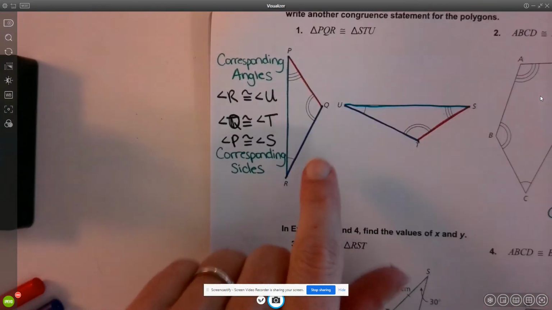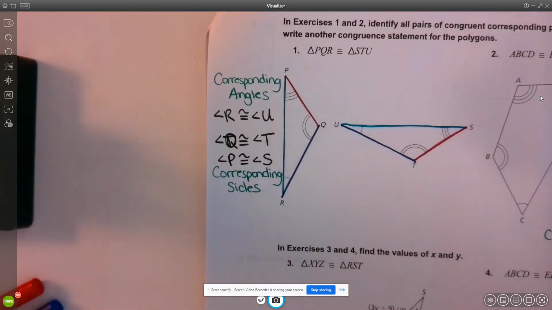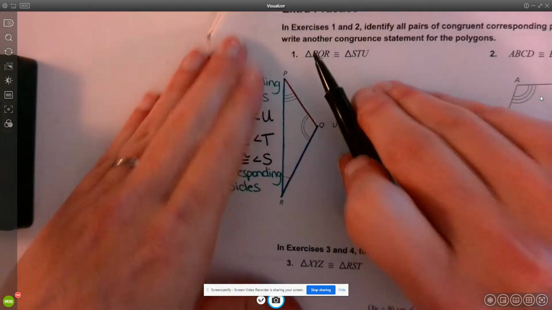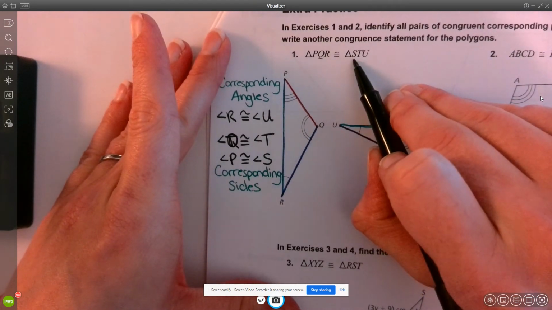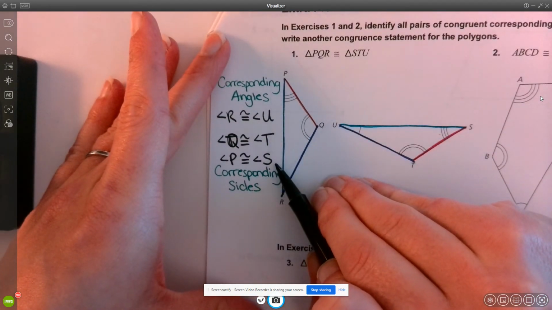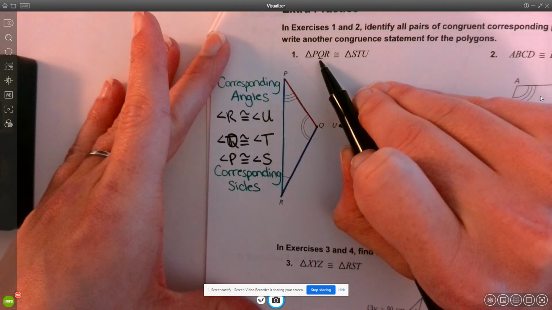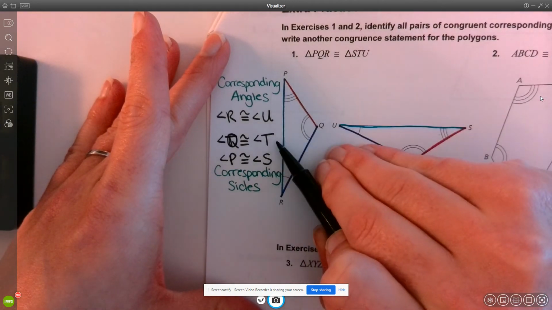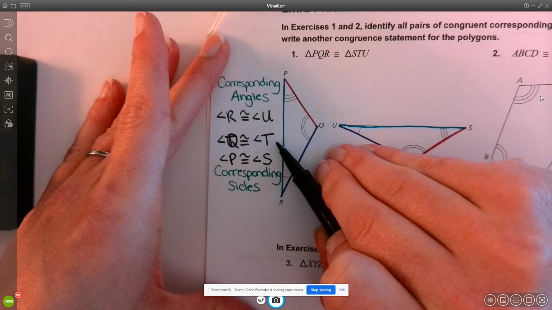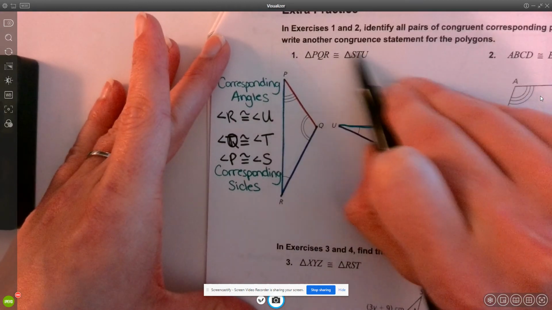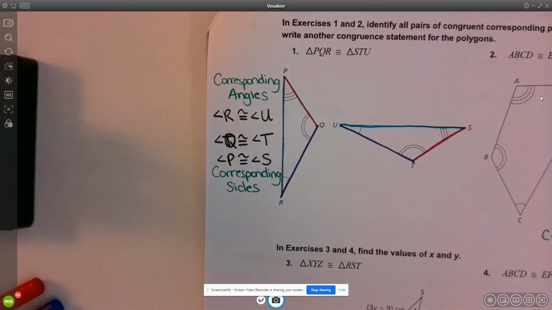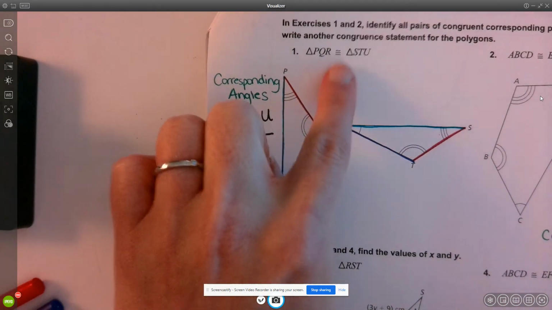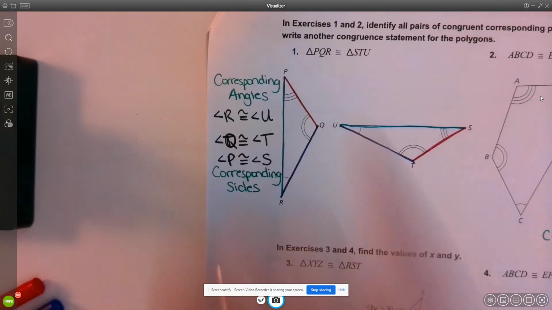If they didn't have the arcs in the picture, you could still tell which angles were congruent by looking at the order of the letters. P came first, S came first. Those are the two angles that are congruent. Q came next, T came next. That was the other pair of congruent angles. And then finally, R and U came last. Those were congruent angles. So you can use the picture and you can also use the order of the letters.